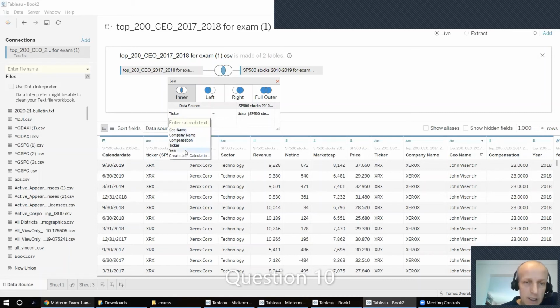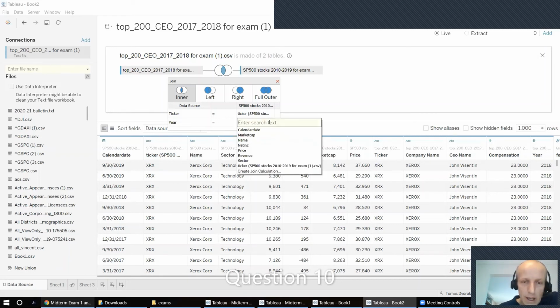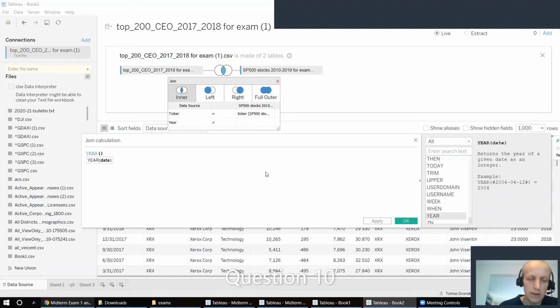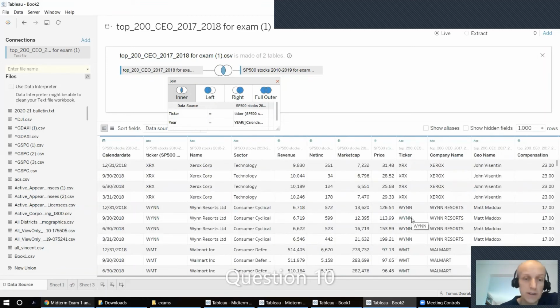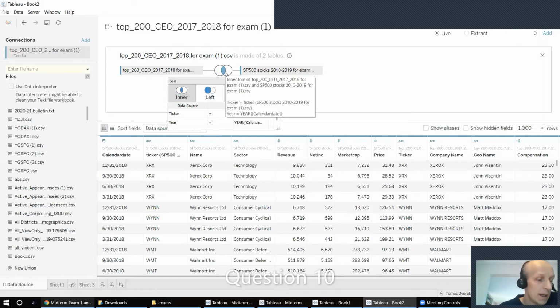So we're going to add an additional field on which those two data sets need to be joined, and that's going to be a year. Because in the S&P 500, we don't have just plain old year. We need to create a year out of calendar date. And we'll say OK to that. Oh, and that certainly gives us a little different data set. Now we don't have 2019 for Xerox, and we shouldn't have 2019 for Xerox because we don't have compensation for Xerox's CEO in 2019. Okay, so then we're told to keep only companies and years that appear in both data sets. So we select inner join. Fantastic. All right, so let's go to the next question.